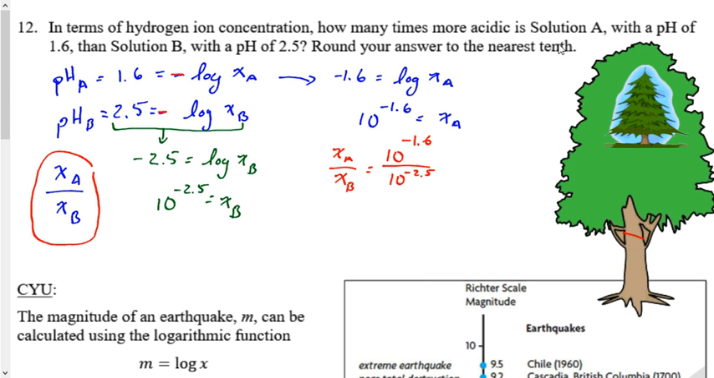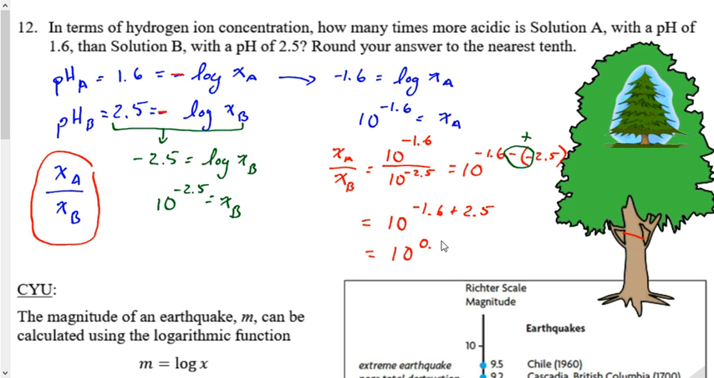And then we remember when we're dividing powers with the same base, we can subtract their exponents. So this will equal 10 to the exponent -1.6 minus the -2.5. And subtracting a negative, remember, is the same as addition. So this is equal to 10 to the -1.6 plus 2.5, which will be 10 to the exponent 0.9.